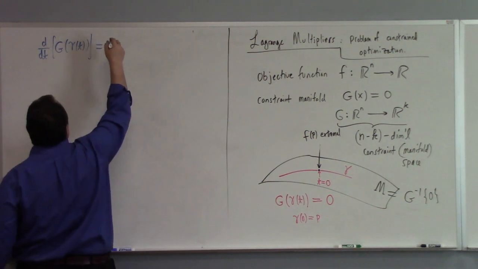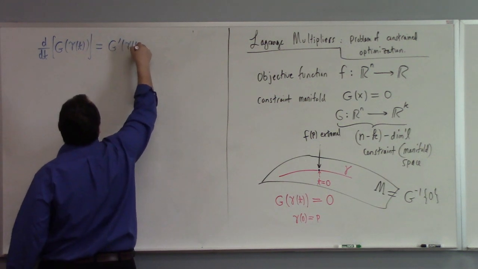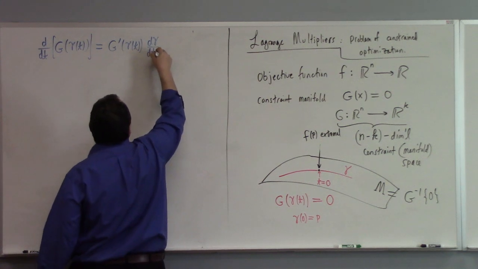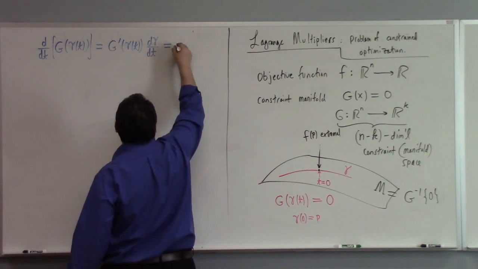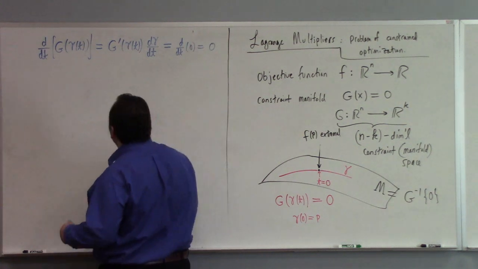That gives us g prime of gamma of t times d gamma dt equal to d dt of what? 0, right? Which of course is 0.